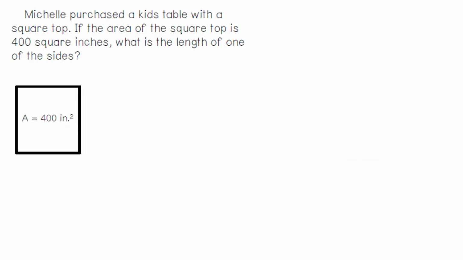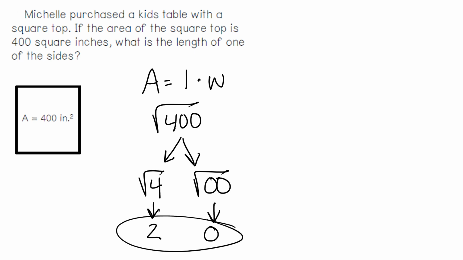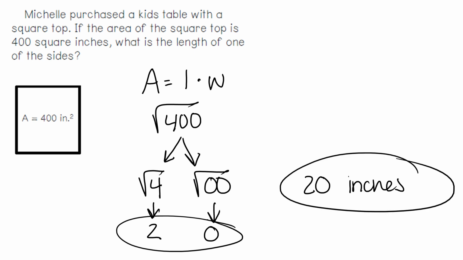Michelle purchased a kid's table with a square top. If the area of the square top is 400 square inches, what is the length of one of the sides? So again, area is length times width. So we're going to take the square root of 400. This one's not on our list, so we're going to break it down. We're going to do the square root of 4, because 4 is on our list, and then the square root of double zeros. The square root of 4 is 2. We cut our zeros in half, and so our answer is going to be 20 inches.